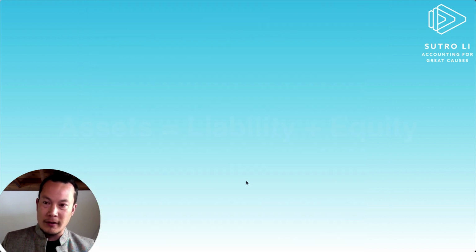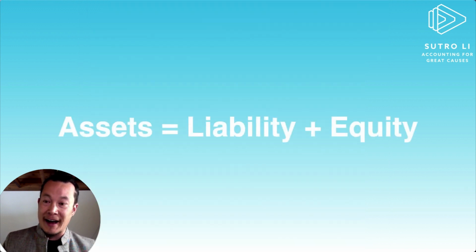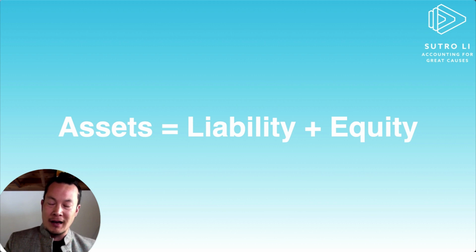And so that can be understood as the equation assets equals liability plus equity. This is a key accounting equation. Accountants will also say A equals L plus E. I'll get back to that a little bit later.